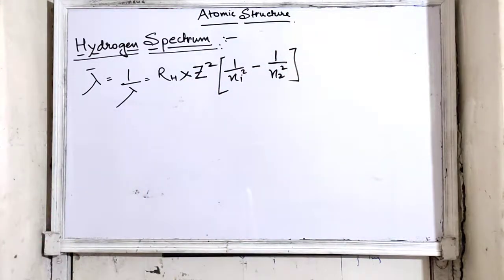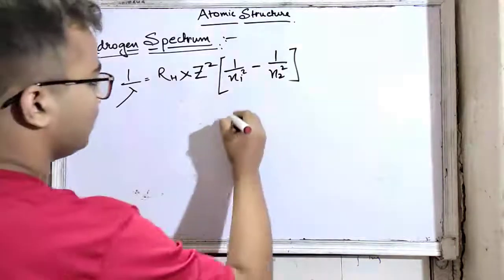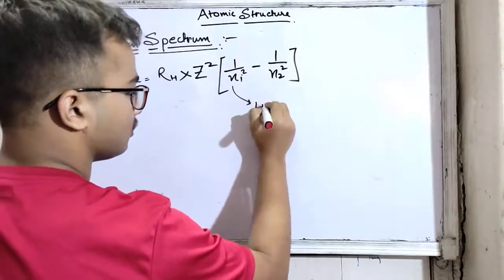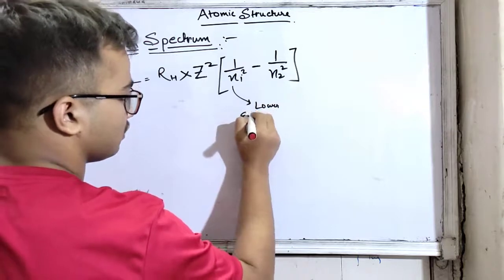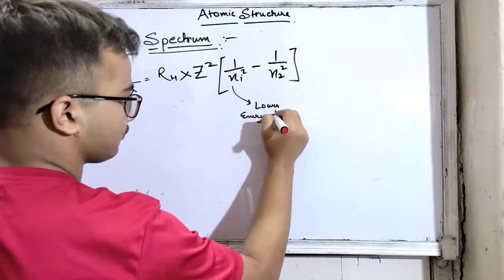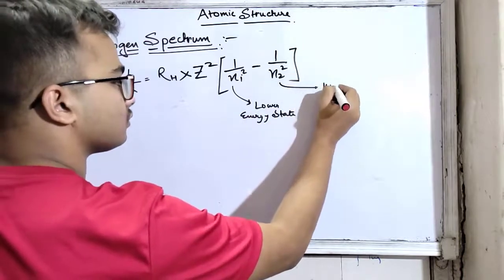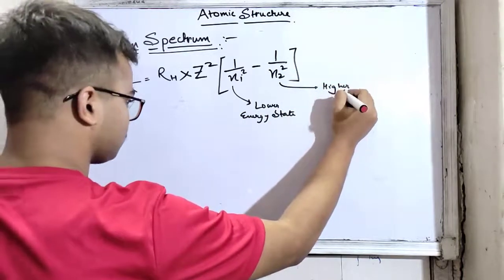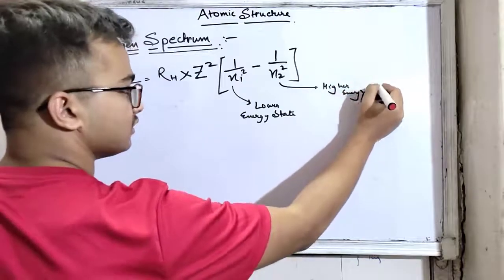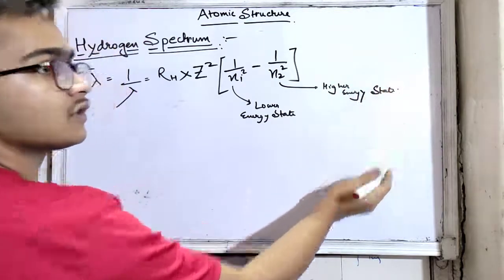Okay, what is RH? RH is called the Rydberg's constant. What is n1 and n2? n1 is the lower energy state and n2 is the higher energy state, right?